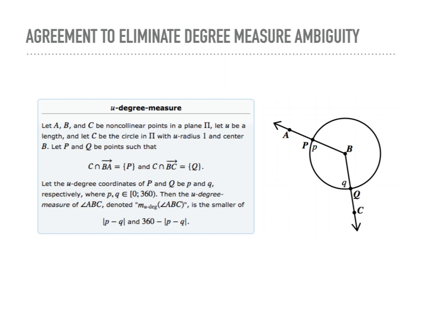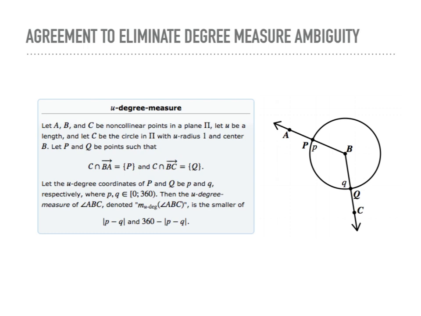So this is what is done. We're going to let A, B, and C be non-collinear points in a plane, and we're going to let U be a length and C be a circle in the plane with U radius 1. So we're looking at our unit circle, and it has a center B. We're going to let P and Q be points such that my ray BA here intersects my unit circle at P, and my ray BC intersects my unit circle at point Q. Then we're going to let the U degree coordinates of capital P and capital Q be lowercase p and lowercase q. So I have coordinates p and q there.